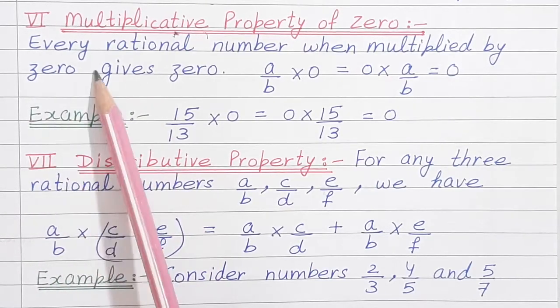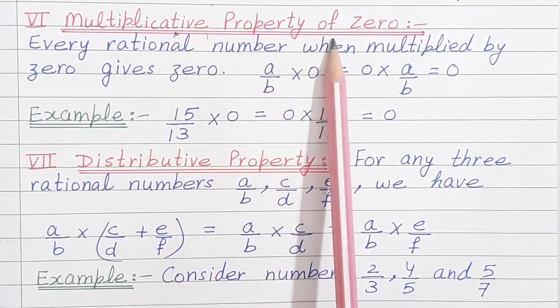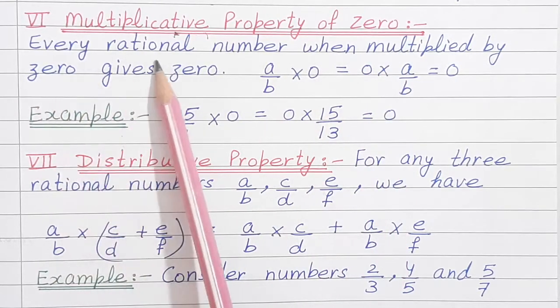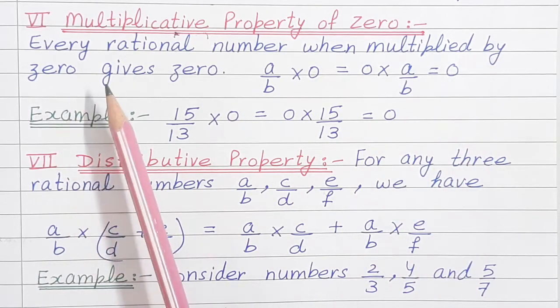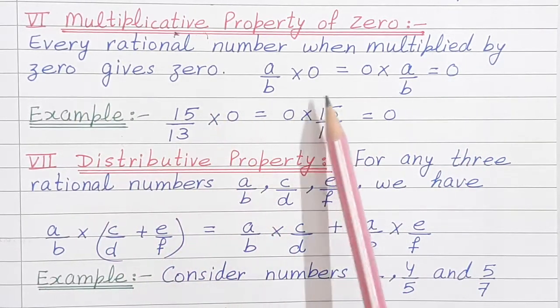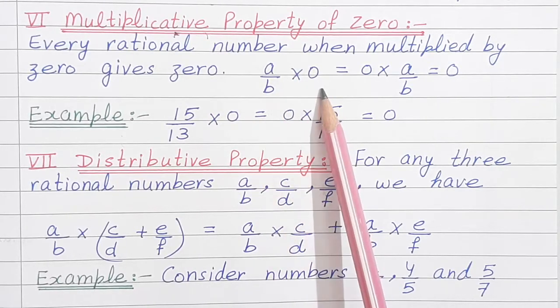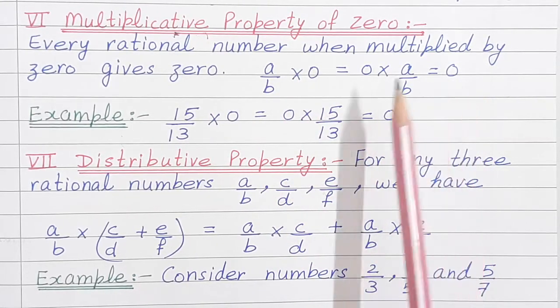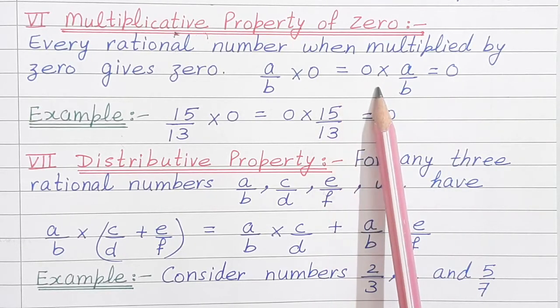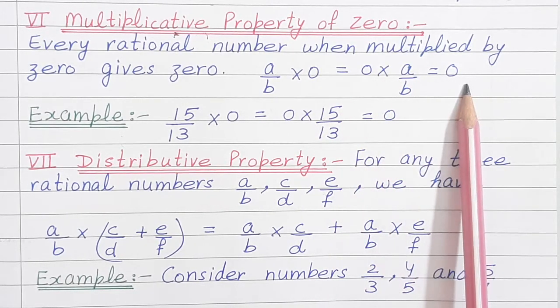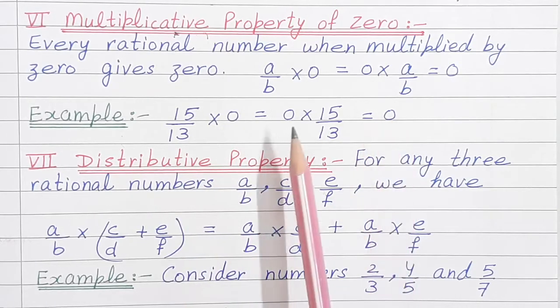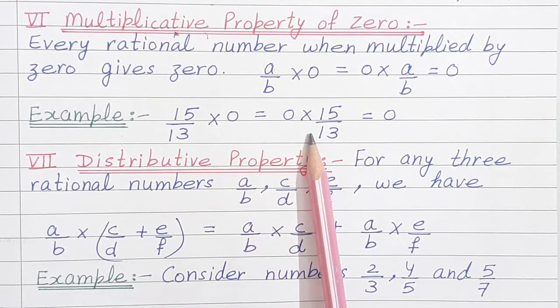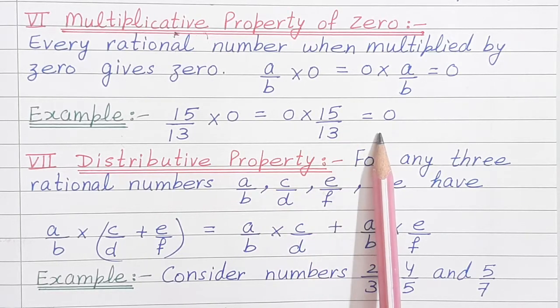Now the next property is multiplicative property of 0. Every rational number when multiplied by 0 gives 0. That is, a upon b multiplied by 0 is 0, as well as 0 multiplied by a upon b is also 0. For example, 15 upon 13 multiplied by 0 is 0. Similarly, 0 multiplied by 15 upon 13 is also 0.